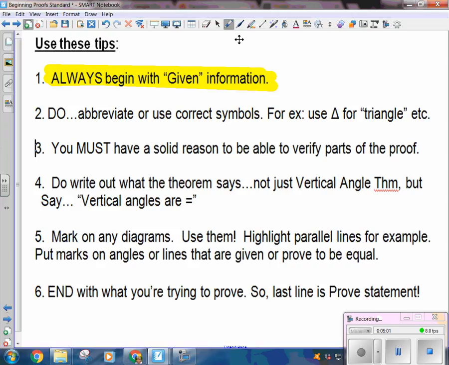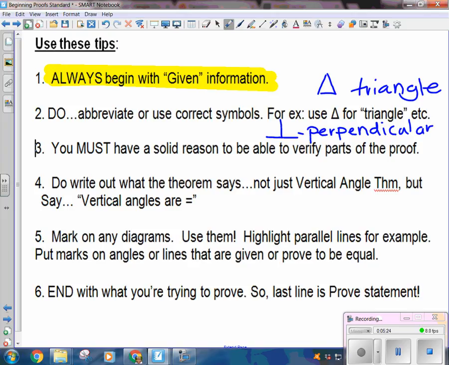Number 2, do abbreviate or use correct symbols. For example, I would be happy if you just used the triangle symbol to save you from having to write triangle. Okay? We're also going to abbreviate symbols like perpendicular. Perpendicular is a long word, so I am perfectly okay if you just make the upside down T symbol. So it is very okay to abbreviate or use symbols.